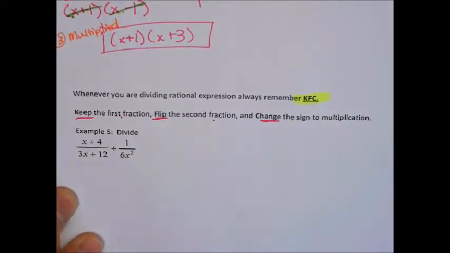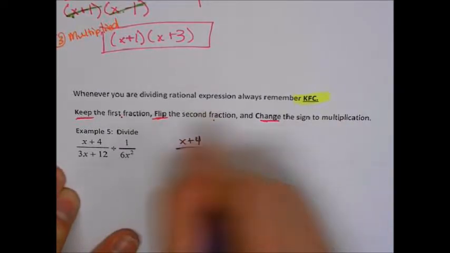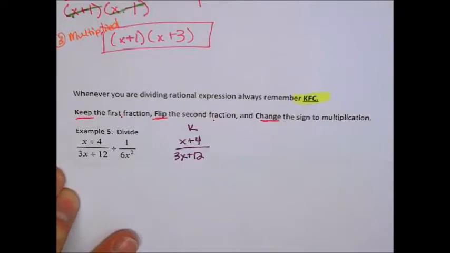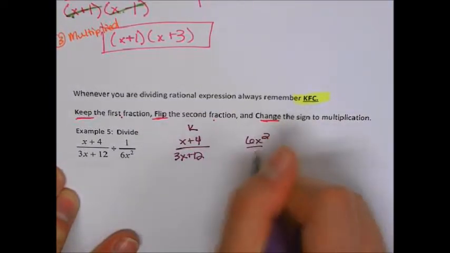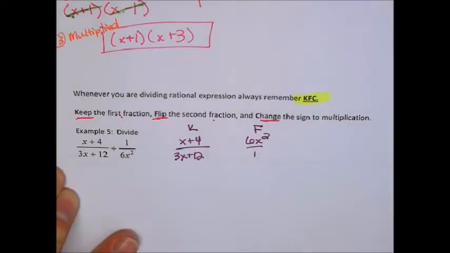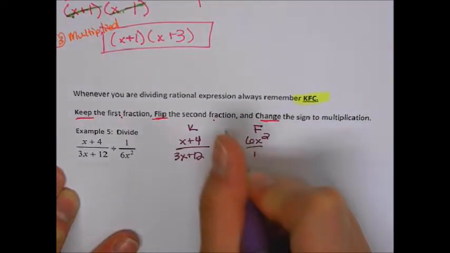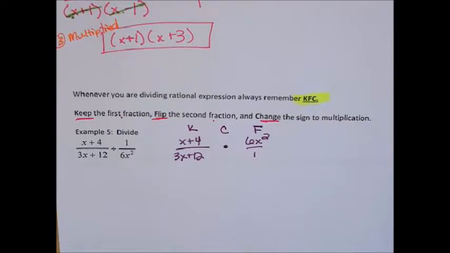Let's go ahead and do that. We're going to keep the first fraction, that's okay. We're going to flip the second fraction, that's our F. And we're going to change from division to multiplication. Now we're a multiplication problem just like 1 through 4.